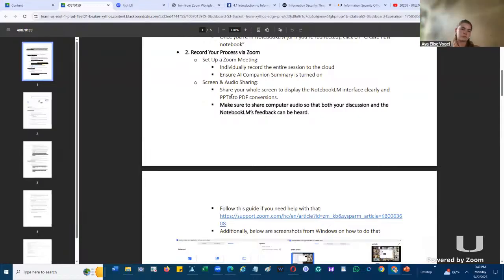So Google does not accept PPTX. They accept the generic PDF. So if you're going to use the PowerPoints, you have to take those PowerPoints and save them as PDFs. PDFs are generic that everyone then can read. Okay.